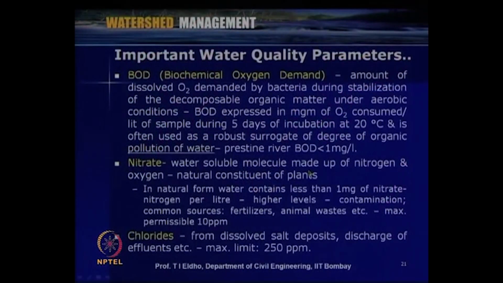And then some of the other important parameters like nitrate. Nitrates are water soluble molecules made up of nitrogen and oxygen. They are natural constituents of plants, and natural water contains less than 1 milligram of nitrate nitrogen per liter; at higher levels the nitrate is contamination. Common sources are generally fertilizers, animal waste and manures, and the maximum permissible is 10 parts per million or 10 ppm of nitrates. Then another important water quality parameter is chlorides. Chlorides can come from dissolved salt deposits, discharge of effluents, etc. Generally the maximum permissible limit is 250 parts per million or 250 ppm. Then some of the other important parameters like fluorides.